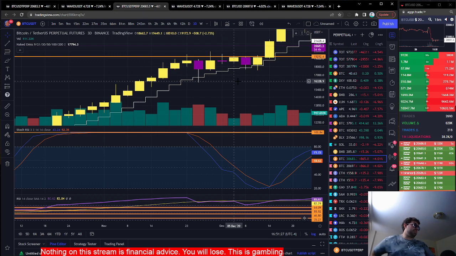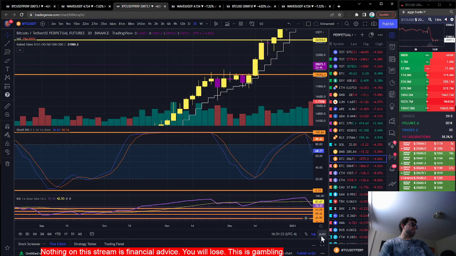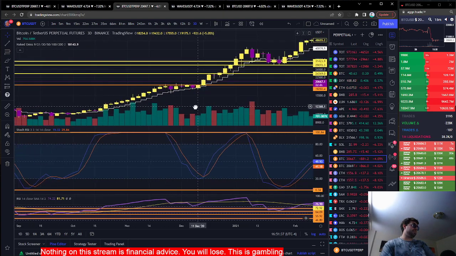Lower time frames, I'll try to show you some examples later to gauge this a little bit better. But you have to be able to identify what kind of market you're in and how you want to use stochastic RSIs to your advantage, right?